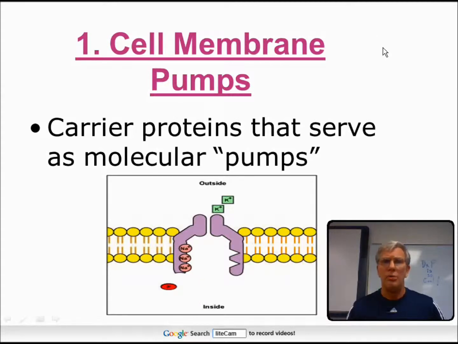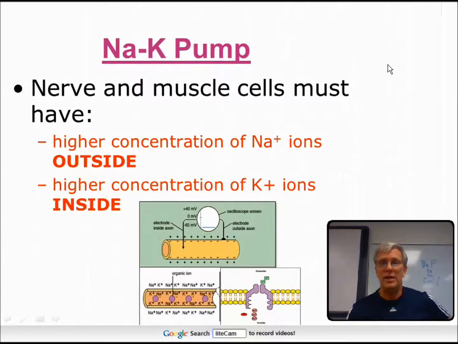So what is the purpose of these cell membrane pumps? Why are they necessary? Why do we want to set up these concentration gradients rather than have equilibrium? Well, our nerve and muscle cells are particularly interested in these cell membrane pumps, and the most famous cell membrane pump is called the sodium-potassium pump.